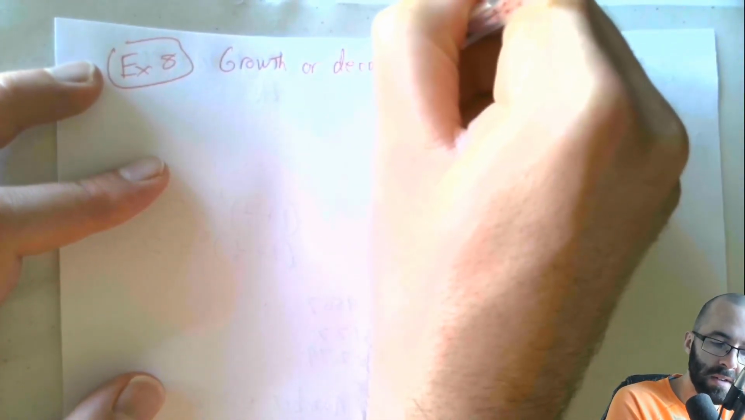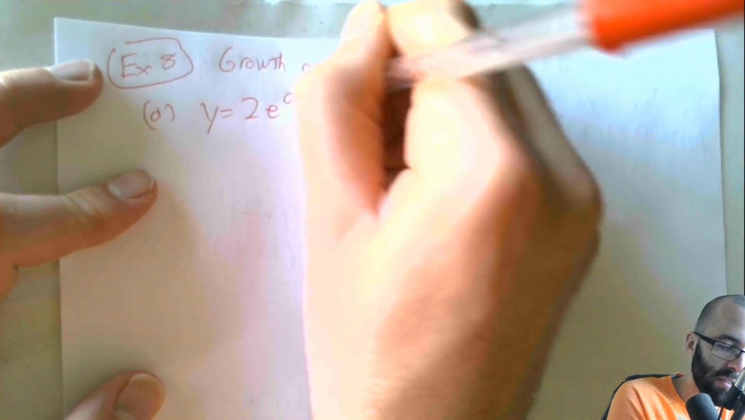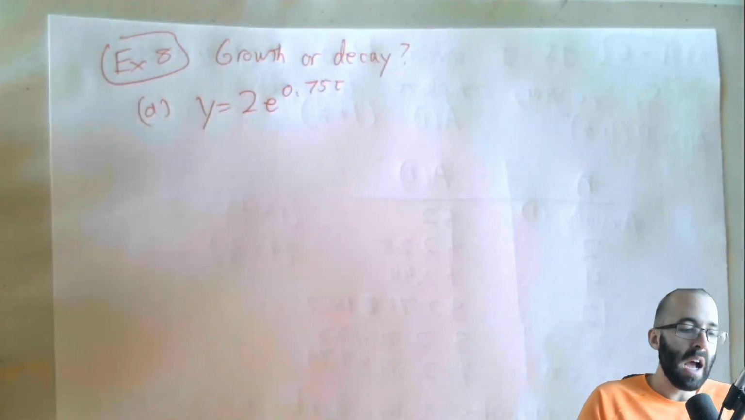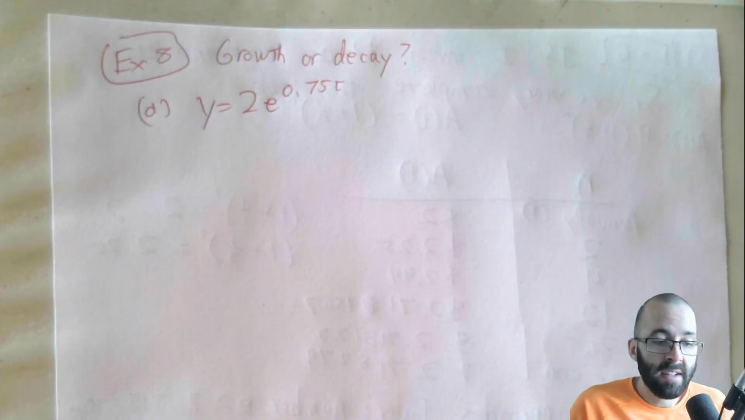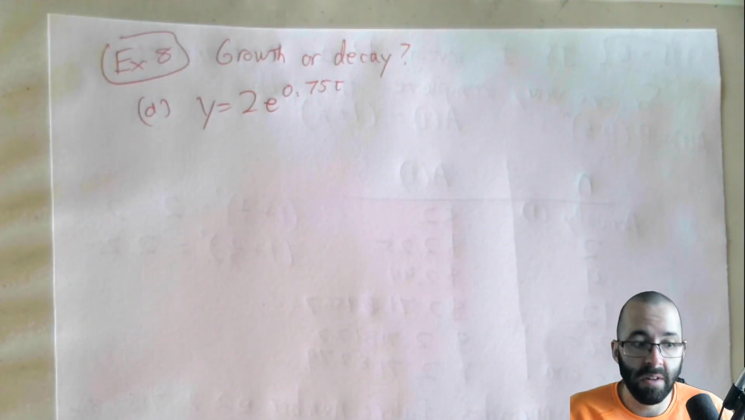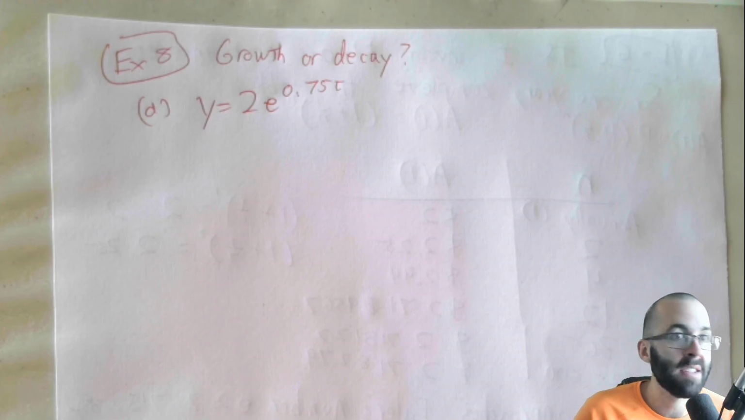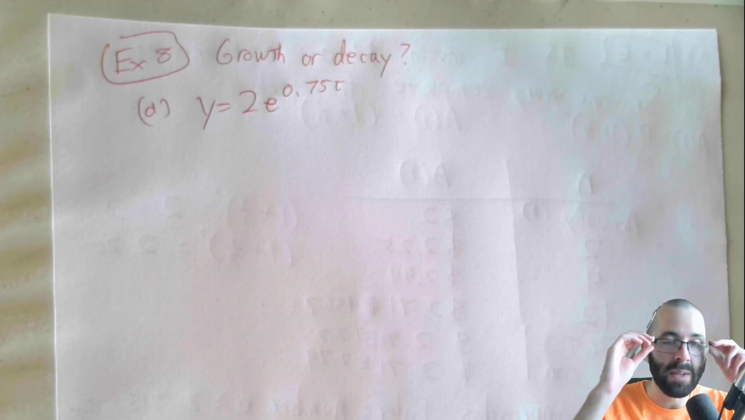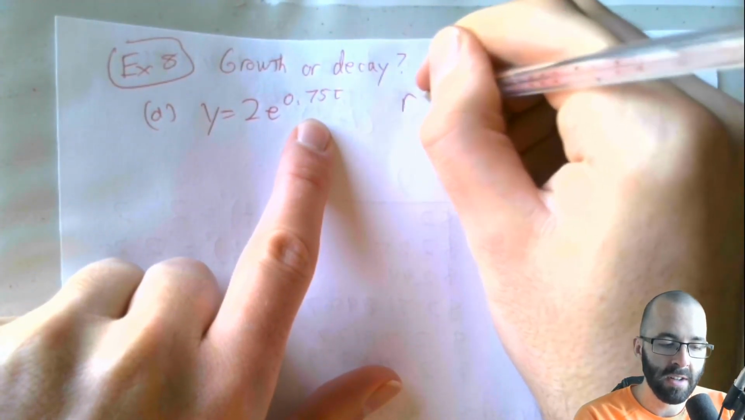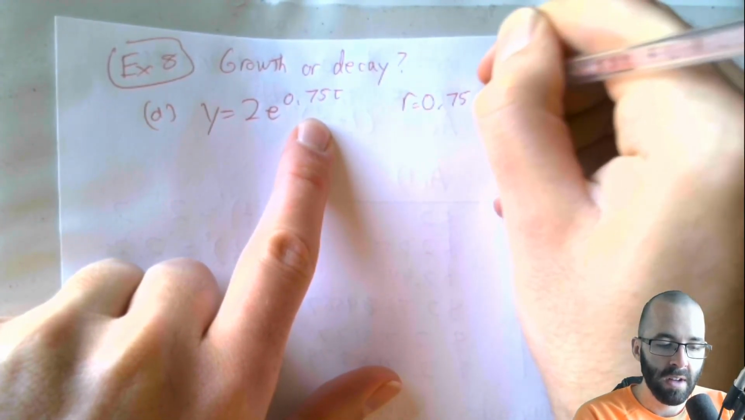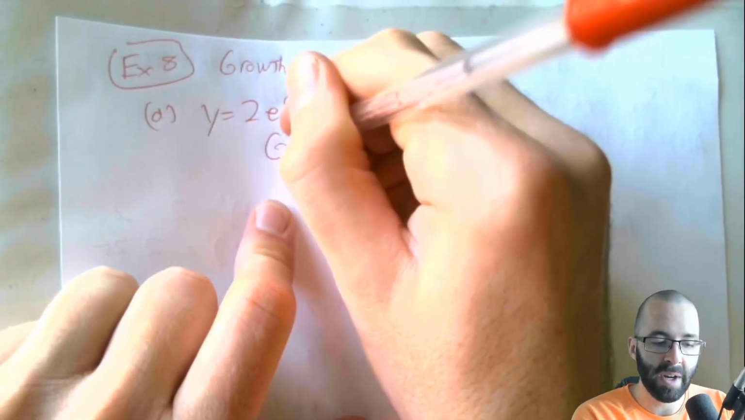All right, growth or decay. Part A, y is equal to 2 times e to the 0.75t. And you can just plug in some numbers too if you want. You can plug in some different numbers of t and see, is this getting bigger or is this getting smaller? All right, so you never really have to guess. You can always just evaluate it and see what it's going to look like. All right, but r here is 0.75, and that's positive. That means it's going to be growth.